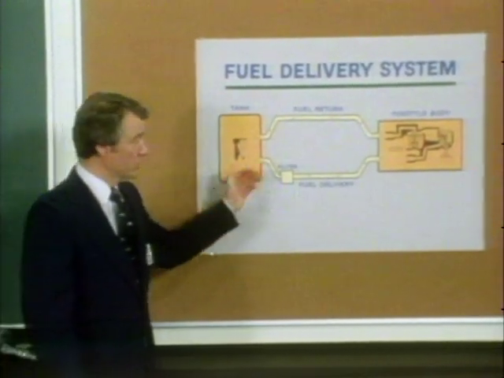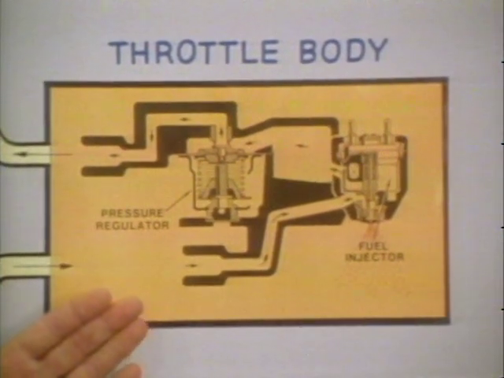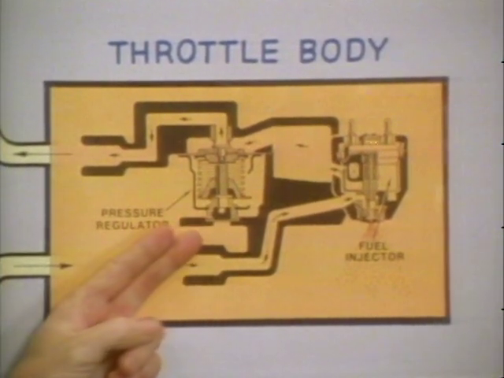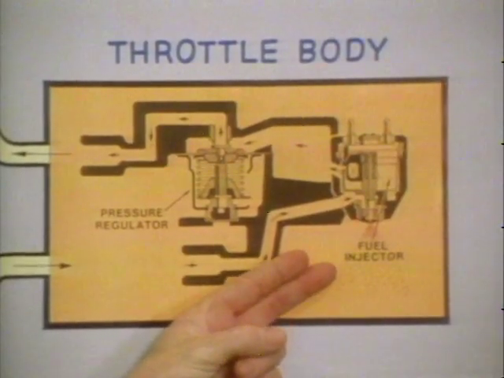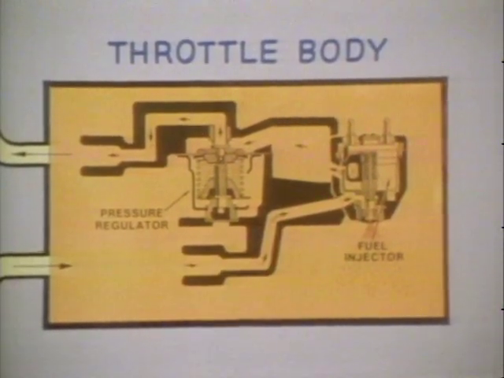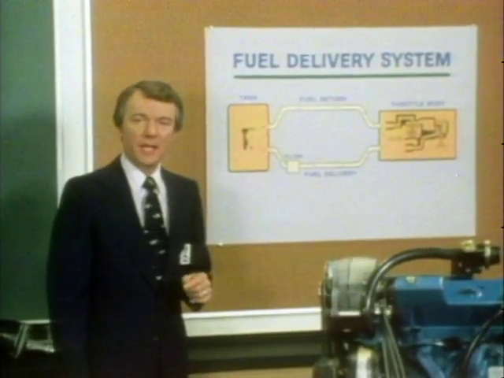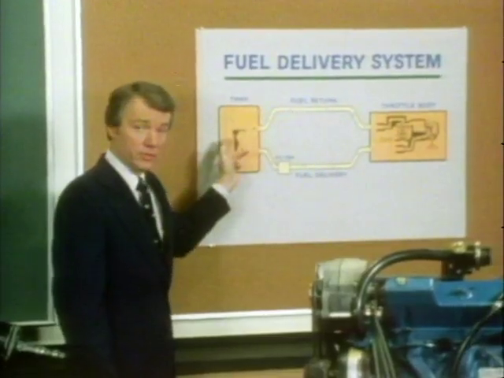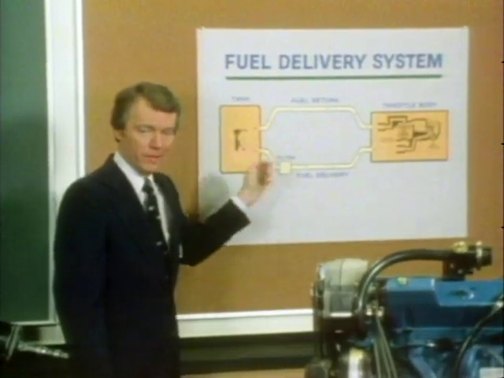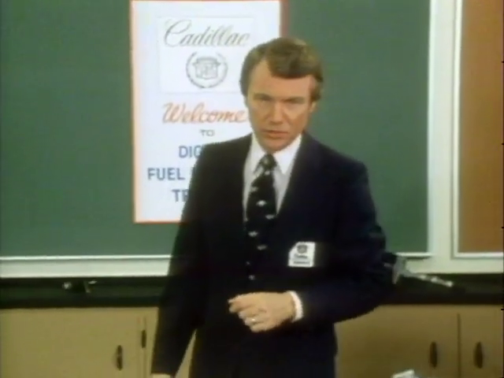Next, the fuel travels to the fuel metering body, where a constant fuel pressure is maintained by the integral regulator assembly. The 2 electronically activated fuel injectors will then deliver the fuel into the throttle body above the throttle blades. To complete the cycle, any excess fuel is returned through the fuel return line to the reservoir within the fuel tank.